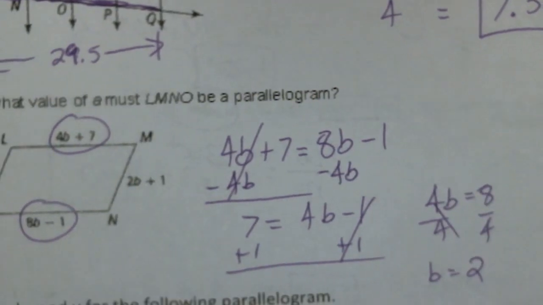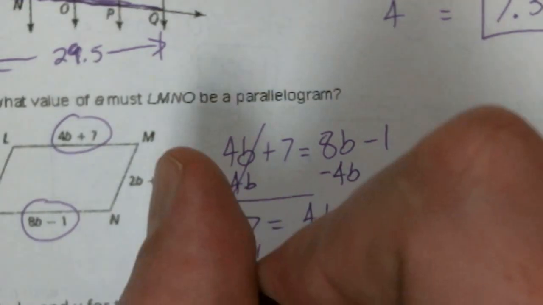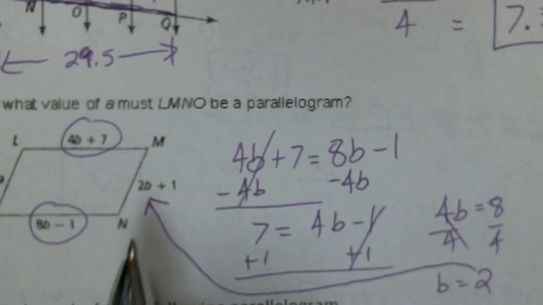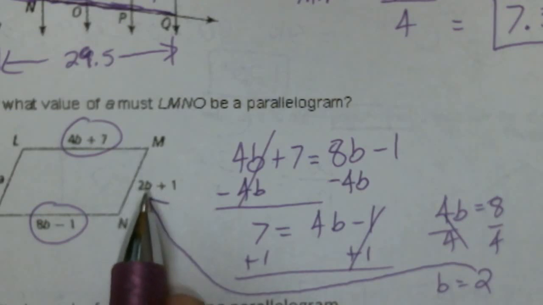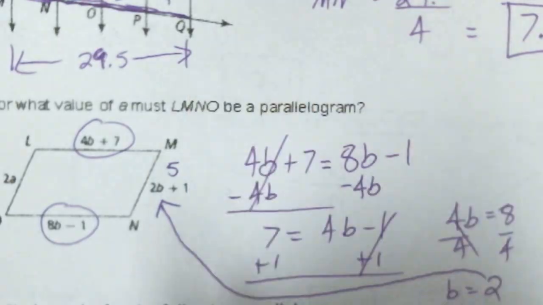All right, so now I can take this 2 and plug it in right here. 2 times b, 2 times 2 is 4, and 4 plus 1 is 5. So that length is 5.